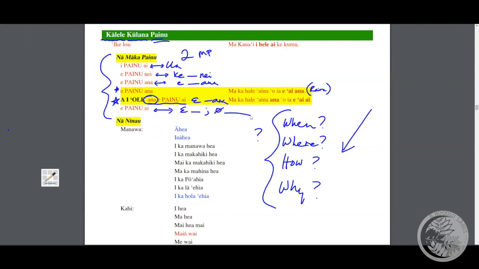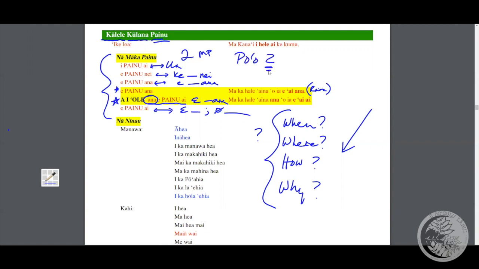So when it comes to the maka painu, we should always remember that we have two maka painu, and really to also remember is that the maka painu chunk is, in Hawaiian, going to become what we call the second po'o.